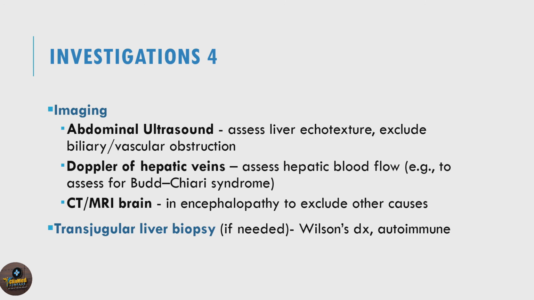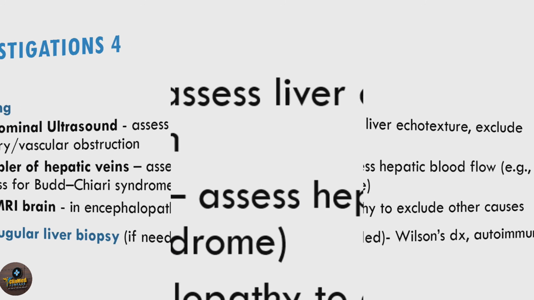Imaging is essential to rule out obstructive or vascular causes. Abdominal ultrasound assesses liver size, echo texture, and biliary dilation. Doppler studies evaluate hepatic and portal vein flow. It's crucial in Budd-Chiari syndrome. CT or MRI of the brain is done if there is altered mental status or signs of cerebral edema, or to exclude other causes of encephalopathy. In selected cases, a transjugular liver biopsy may be necessary to diagnose conditions like autoimmune hepatitis or Wilson's disease.